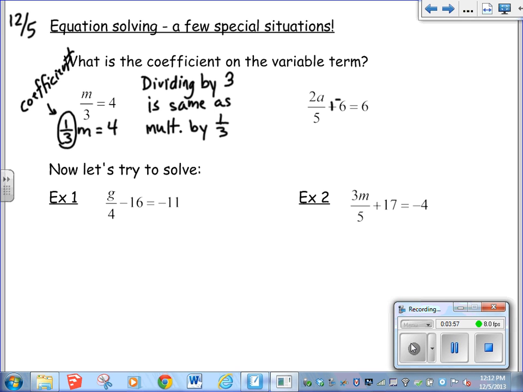Over 5. So what do you think might be another way we could write this? Mary? Not 2 1/5, just 2/5. Yeah. This is the same as 2/5 of A plus the -6 equals 6. Multiplying by 2 and then dividing by 5 is the same as taking 2/5 of something. So that helps us to see here that this is the coefficient on this equation.